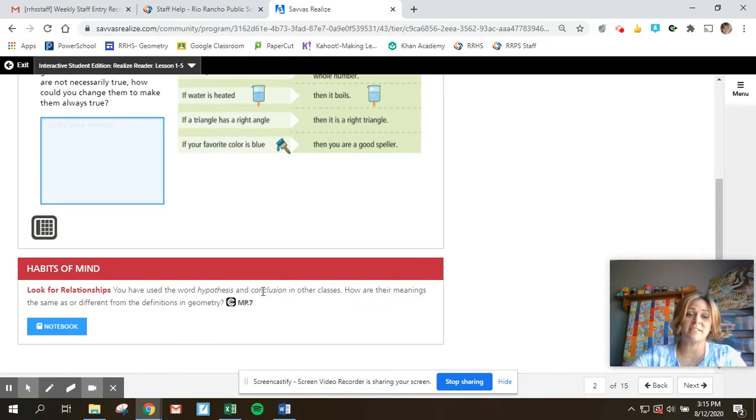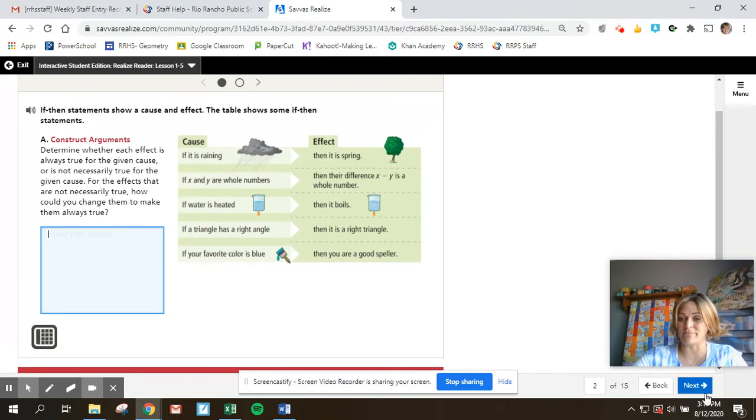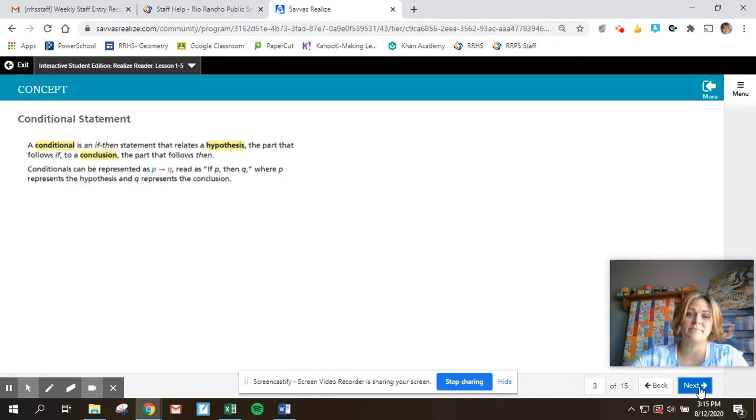You have the word hypothesis and conclusion in lots of classes. Actually, hypothesis and conclusion, and we have those in math as well. So you can write in that journal if you'd like.